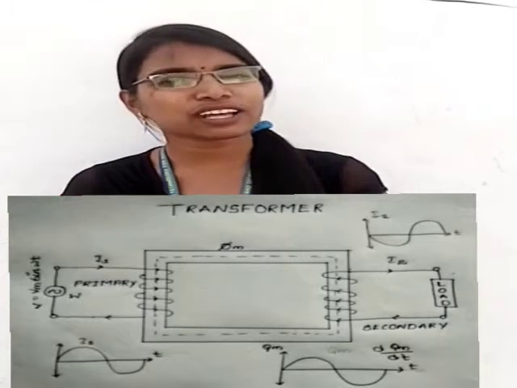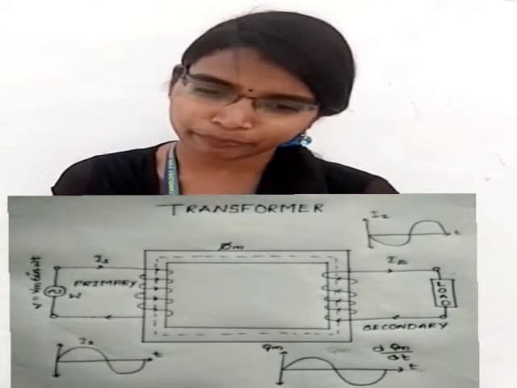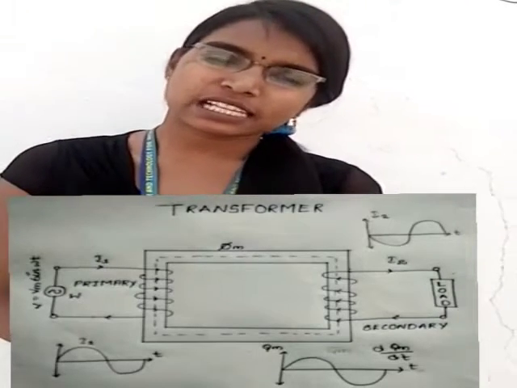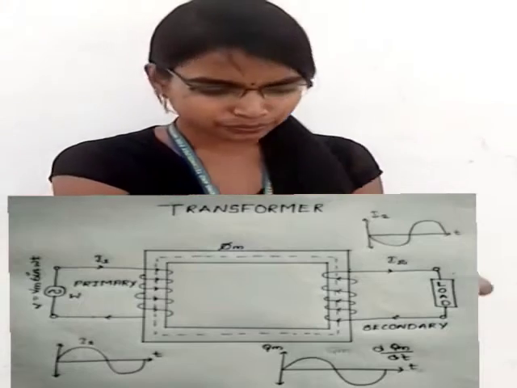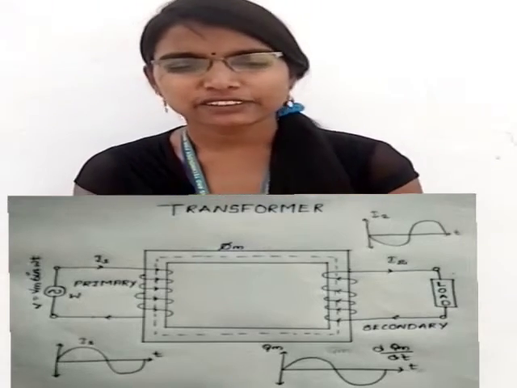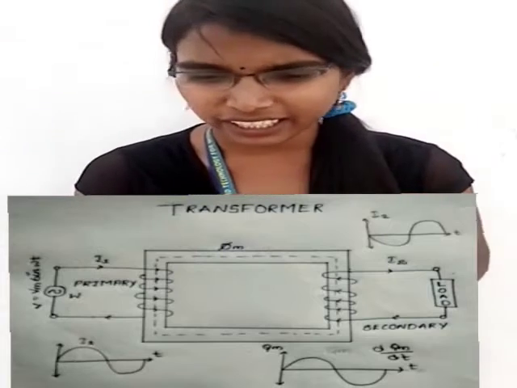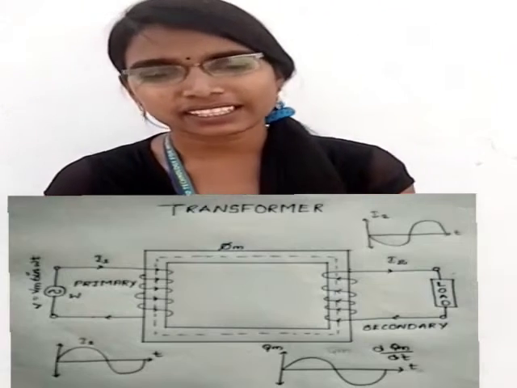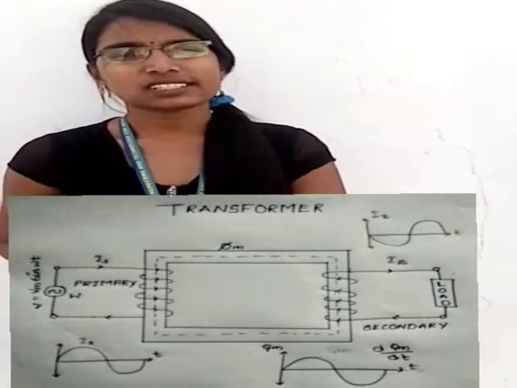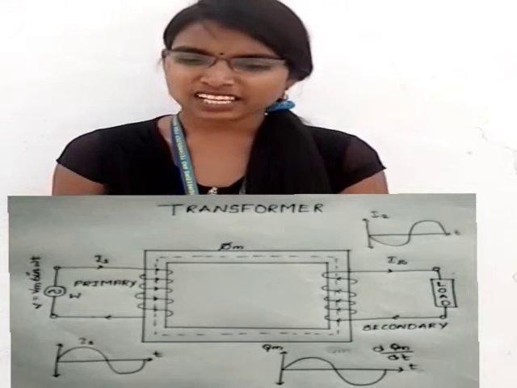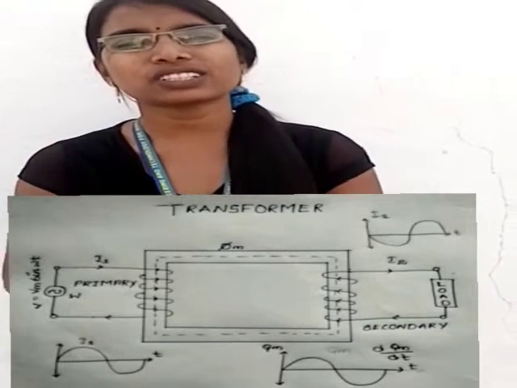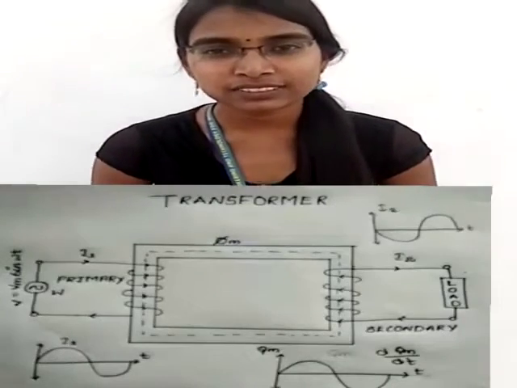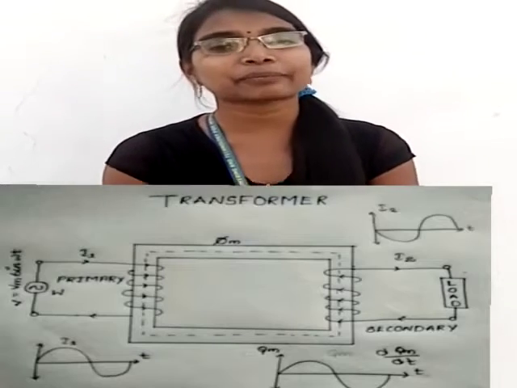The transformer has a rectangular iron core or rectangular iron frame, on which at both ends two windings are placed. The winding connected to the AC supply is the primary winding. The winding connected to the load is the secondary winding. When the primary winding is excited by the input AC supply, current I1 flows through the primary winding. A transformer transfers the power without electrical connection but with magnetic coupling. The current I1 creates the magnetic field across the primary winding.